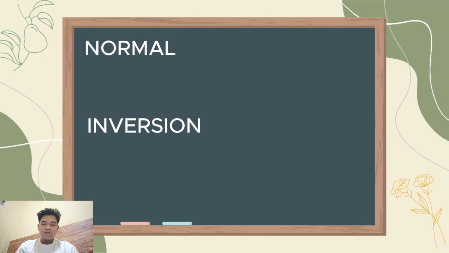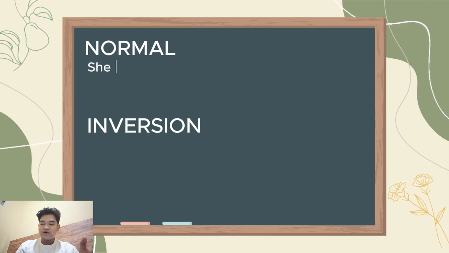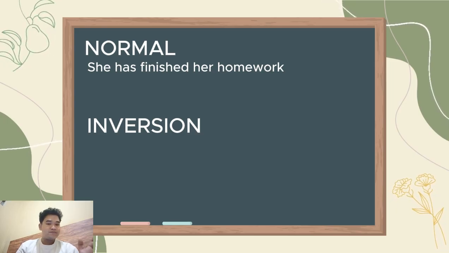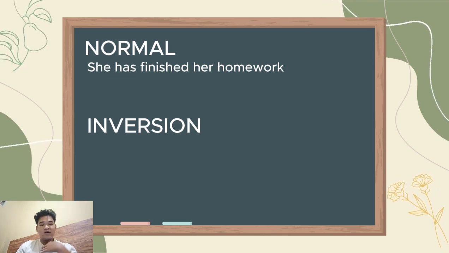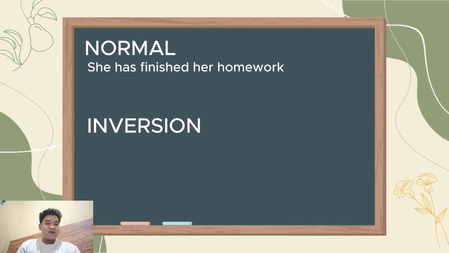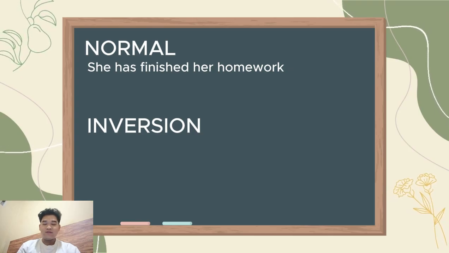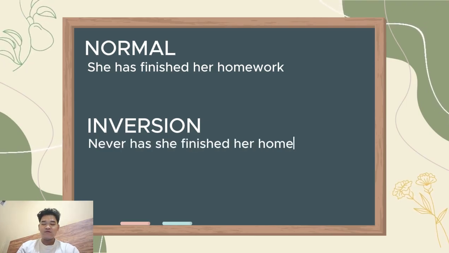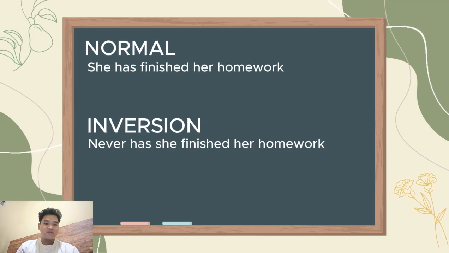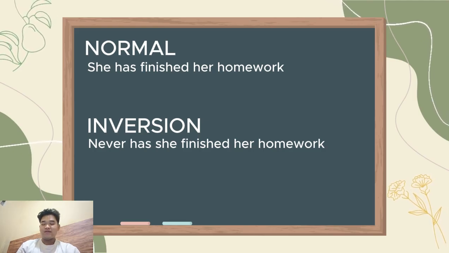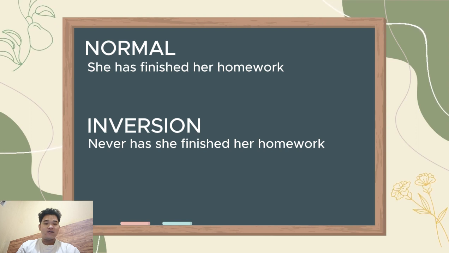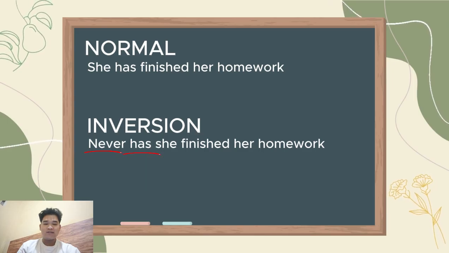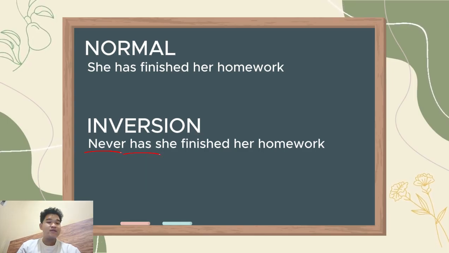In a normal sentence, we may see sentences like, "She has finished her homework." This is the normal form of a sentence. It uses a subject and then a verb. While in the inverted form, it usually goes like, "Never has she finished her homework." So you can see there's a slight difference between these two sentences, like the adding of the word never at the beginning of the sentence and then followed by has as an auxiliary verb.